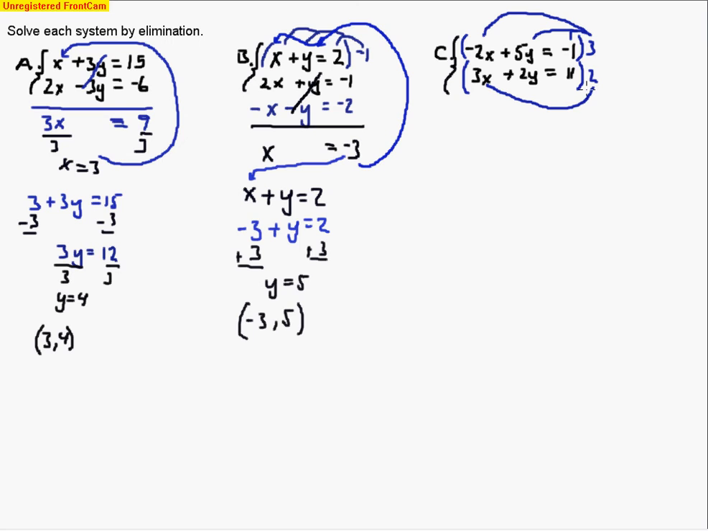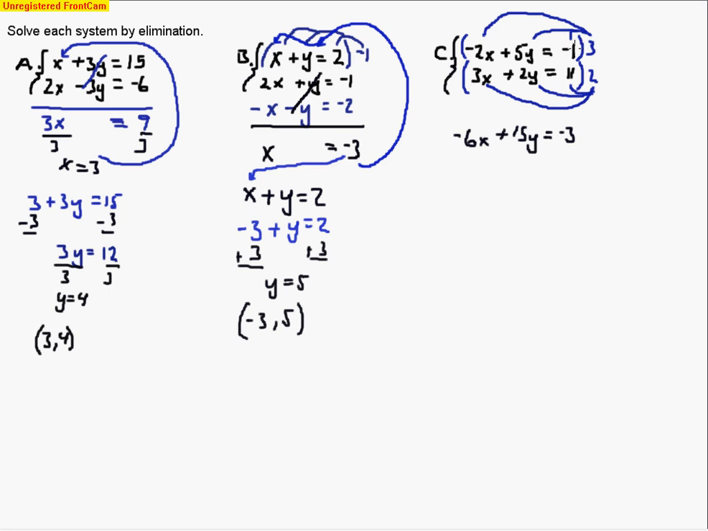Do the same thing with the 2: 2 times 3x, 2 times 2y, 2 times 11. And then rewrite the two equations. So I'll go ahead and do that. I've got negative 6x. Looking at the top one, 3 times negative 2 is negative 6x. 3 times 5y is positive 15y. And this all equals negative 3.